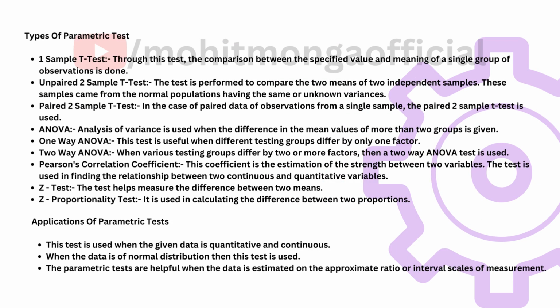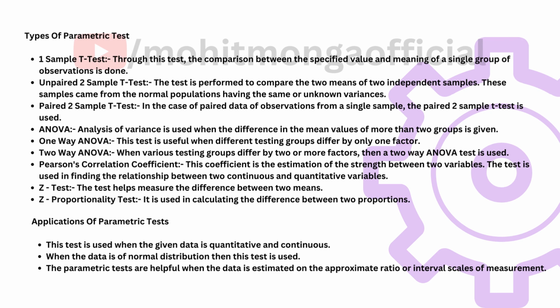Types of parametric test. One sample t-test. Through this test, the comparison between the specified value and mean of a single group of observations is done. Unpaired two sample t-test. The test is performed to compare the two means of two independent samples. These samples came from the normal populations having the same or unknown variances.